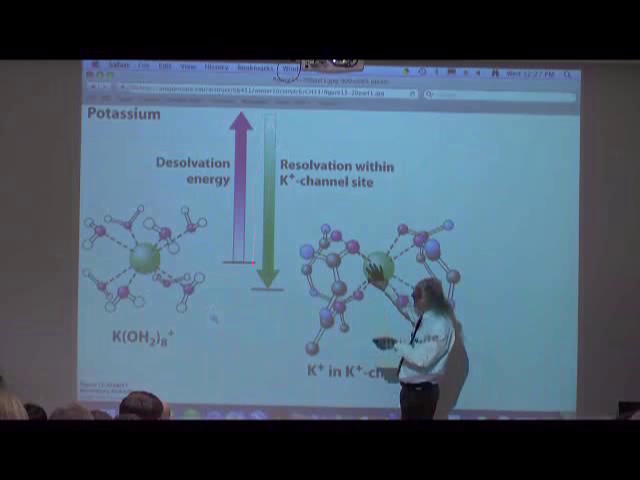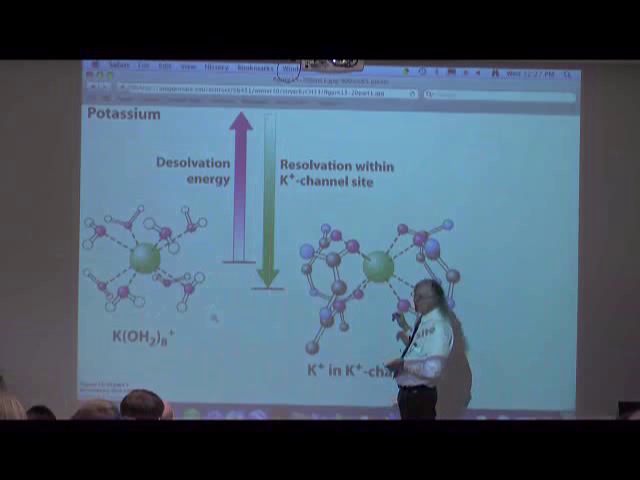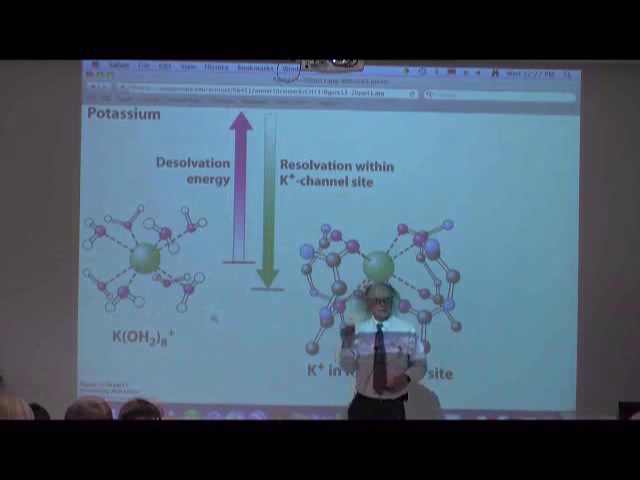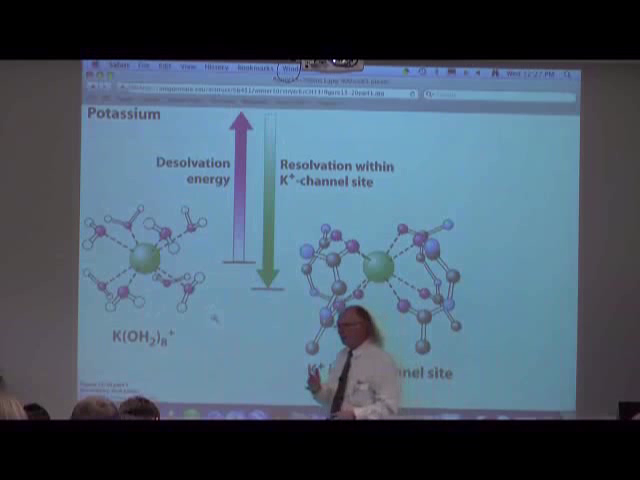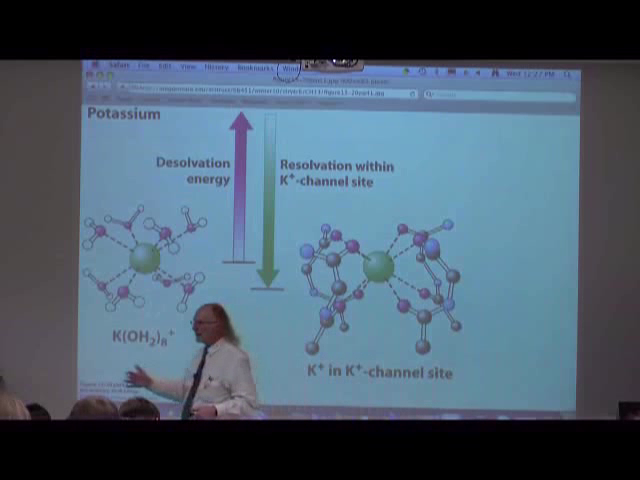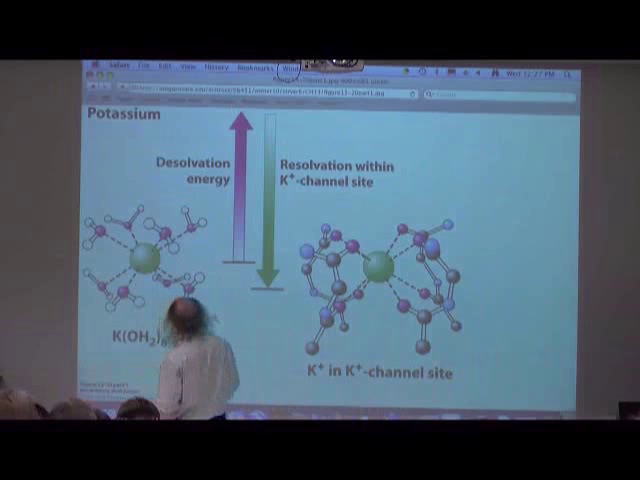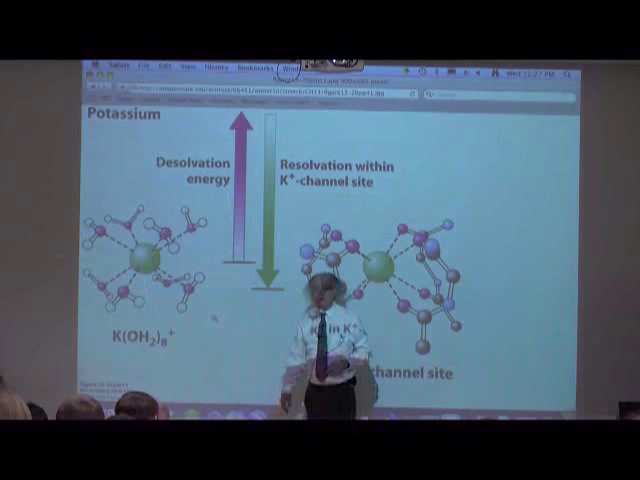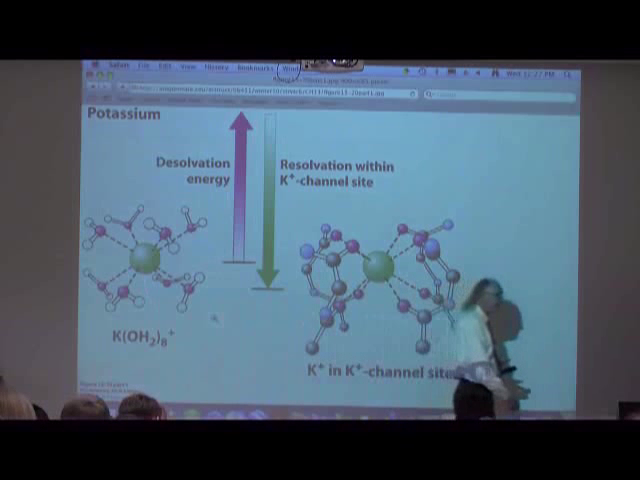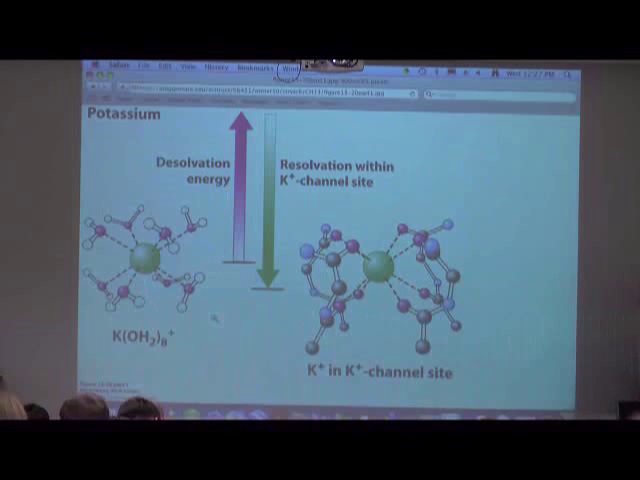And what we discover is that for potassium, as it moves through, the potassium ion is actually gaining energy. Here's how much we put in. Here's how much we get out. So this is energetically favorable for the potassium ion to pass through this chamber because we're getting more energy out as it passes through than it took to pull the waters off as it was entering. It turns out that's not the case for sodium.